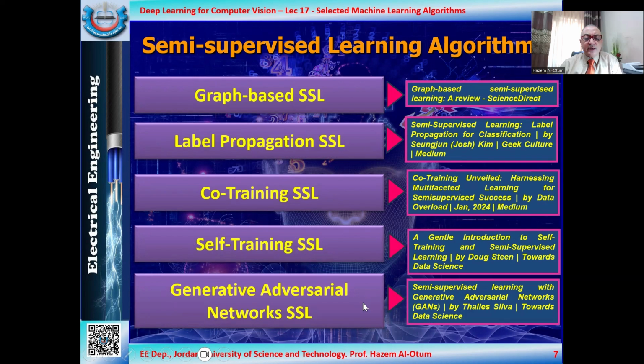Also, a very important part of semi-supervised learning is the generative adversarial network SSL. Here we can generate fake data that can be helpful to enrich or augment the data set at the input, or maybe for other applications. You can go to these links and see more about this technique.